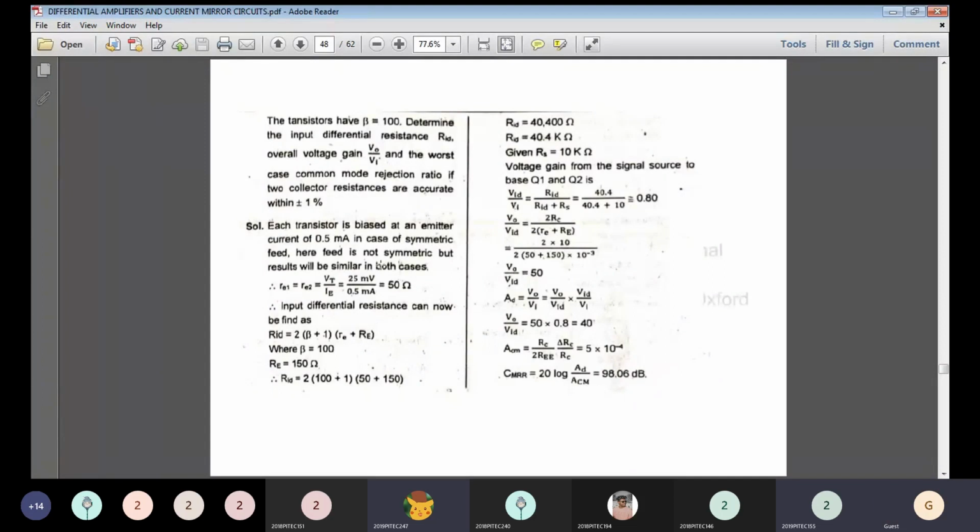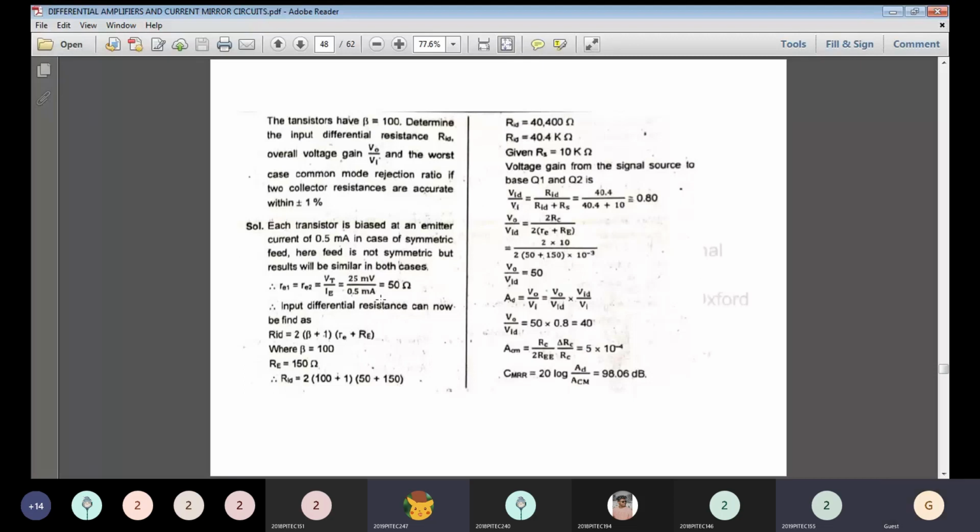Each transistor is biased at an emitter current of 0.5 milliamps in the case of symmetric. Here it is fed with the non-symmetric, but the results will be similar in both cases. So the first thing is to calculate the value of RE. RE1 and RE2 are both equal. The RE formula, as we discussed in the previous problem also, is VT divided by IE. VT means 25 millivolt. The IE value is 0.5 milliamps, as mentioned in the question. So the RE resistance value is 50 ohms.